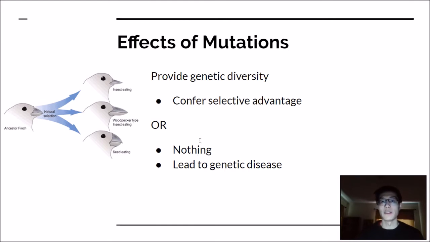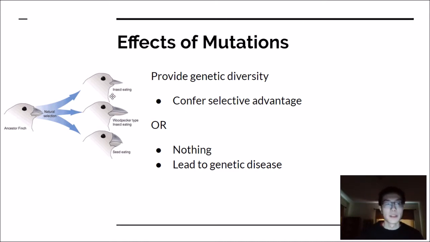Or the mutations can do nothing. So you have silent mutations, remember those? Those silent mutations don't really have any selective advantage on the organism, but they also don't have any selective disadvantages. So over time, those mutations might build up in the organism simply because they don't have any positive or negative effects. And finally, last but not least, everyone's favorite, mutations often cause genetic disease and issues. So mutations can be potentially good in the long term, they can be neutral, or they can be very bad.